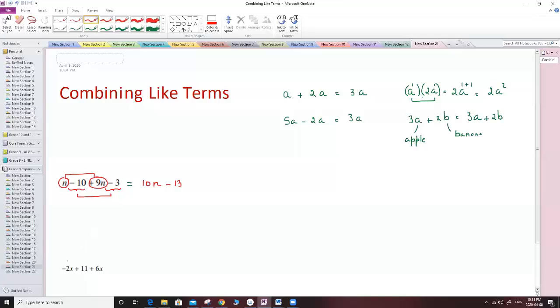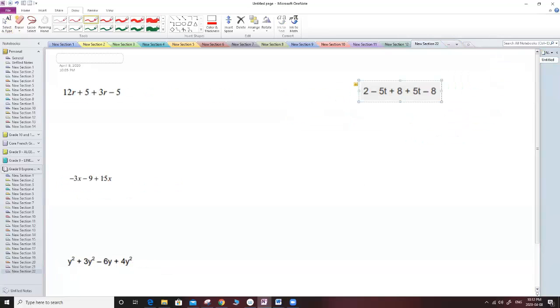Again, if I look at this one, I have the negative 2x with the positive 6x. They are from the same, you can say, family, so I can combine them. They are like terms. 11, I cannot. Therefore, negative 2x plus 6x will bring me 4x. And I leave the 11 as it is, plus 11. So this is a simplification of this expression. Let's go to the next one.